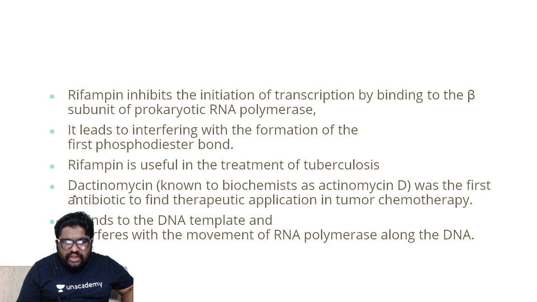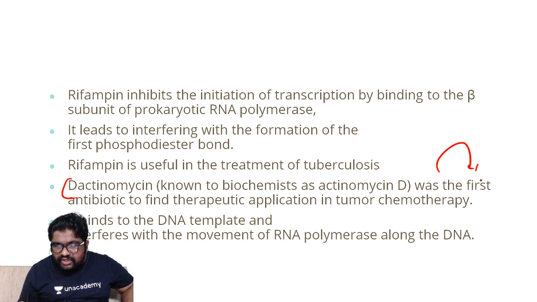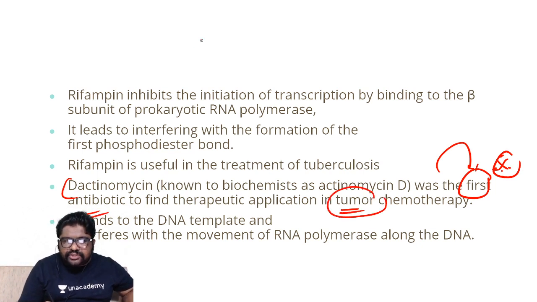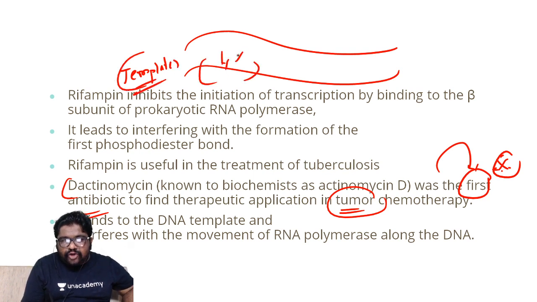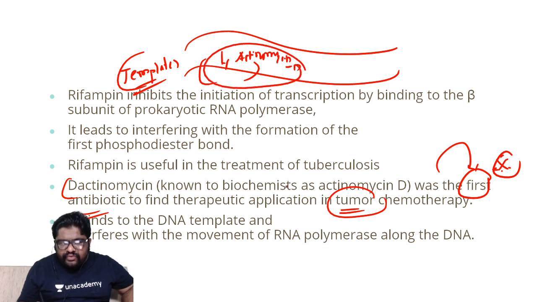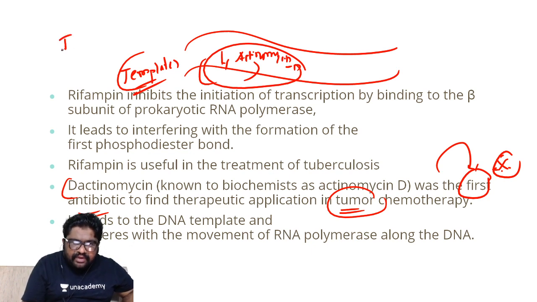Okay, let me tell you, dactinomycin was the first, mark my words, this is an MCQ, it was the first antibiotic to find therapeutic application in tumor chemotherapy. What will dactinomycin do? Imagine if these are the DNA strands. If I mark one DNA strand as the template strand, to the template strand of the DNA, the actinomycin D will come and bind, from which the RNA polymerase will not happen. So actinomycin D is also capable of inhibition of transcription.